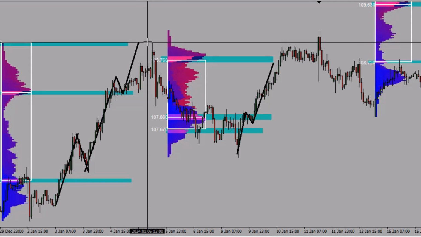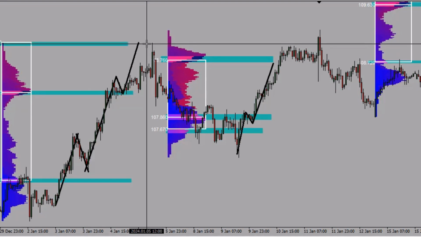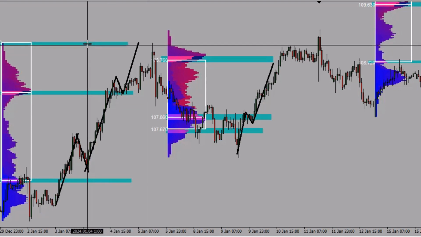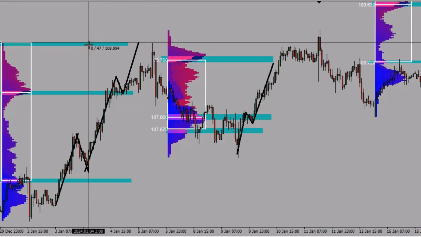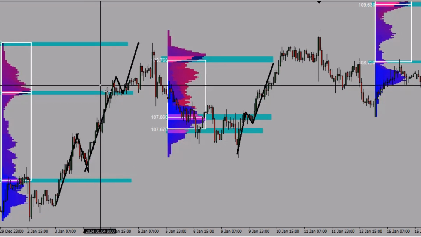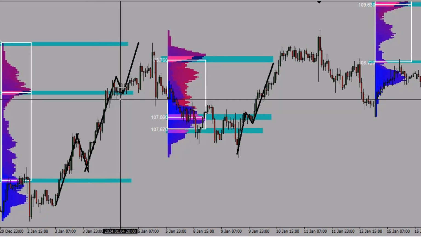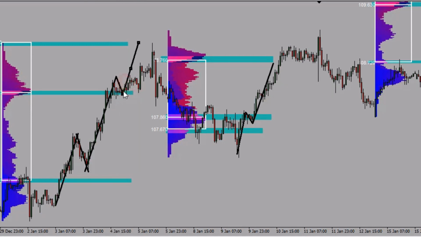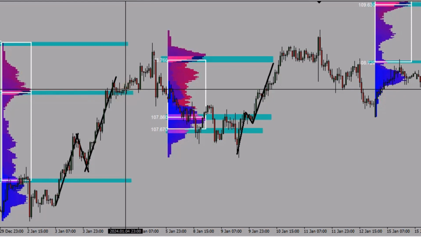Now as you can see, it didn't quite come to the exact value, but look, you're like a mini micro pip below where you're supposed to be. So just to solve that problem, just put your take profit maybe, let's say, a maximum of 5 pips below, and you should never run into that problem.